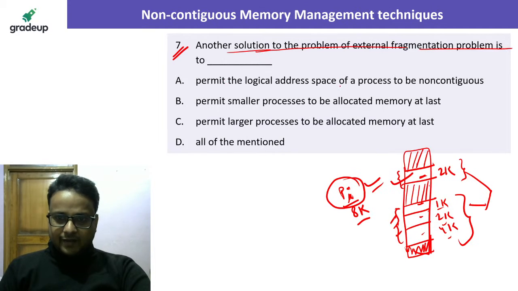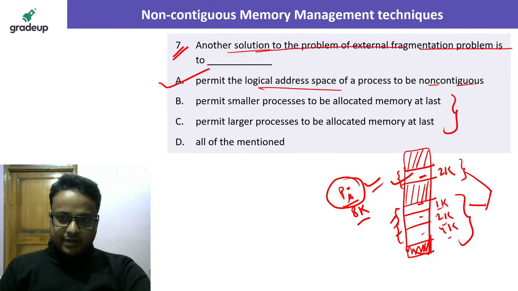Permit the logical address space of a process to be non-contiguous. Permit smaller processes to be allocated memory at last. Permit larger process, नहीं, smaller और larger से तो कुछ फर्क ही नहीं पड़ेगा. So the answer of this question will be option number A, non-contiguous.